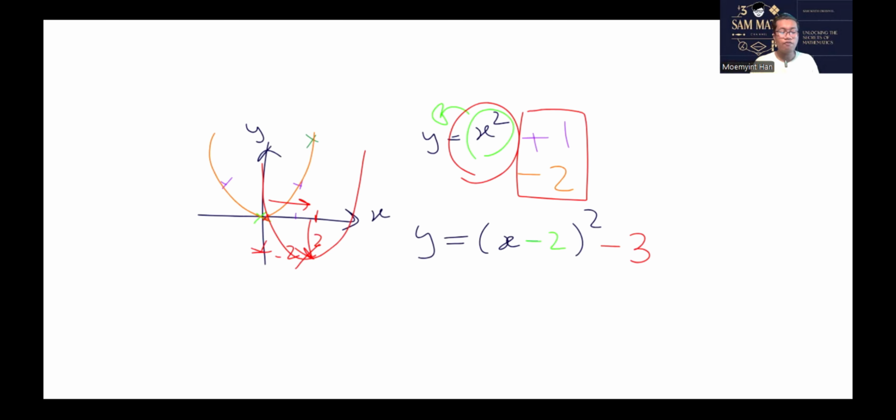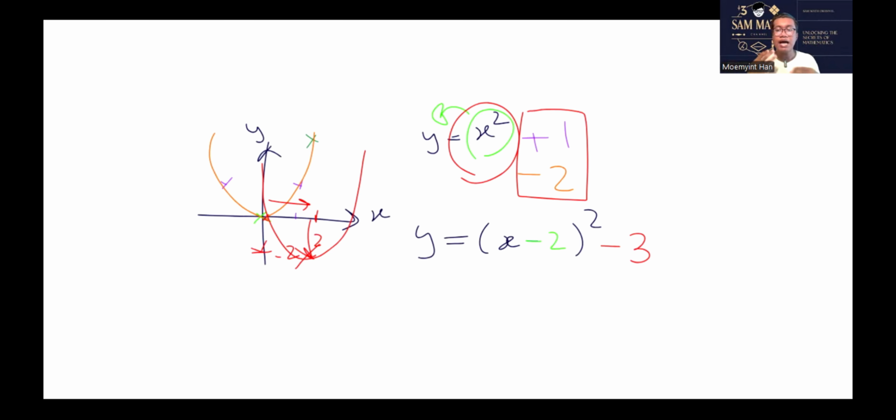And for the third step, let's see the intersections. If the y-intersection is here, we're going to find the y-intersection. If the graph has an x-intersection, we're going to find the x-intersection. In this way, we are able to draw the graph, with the foundation of the y equals x squared graph. Okay, so let's see.